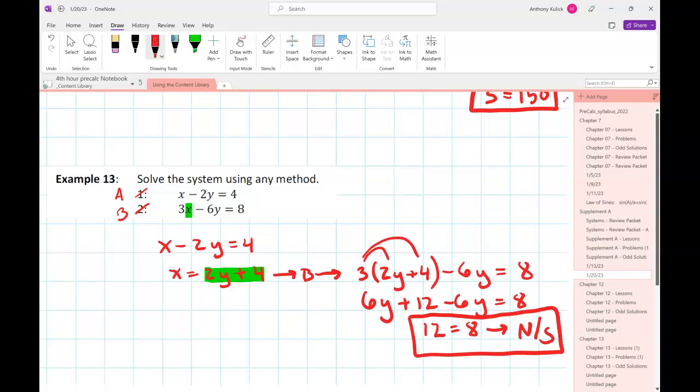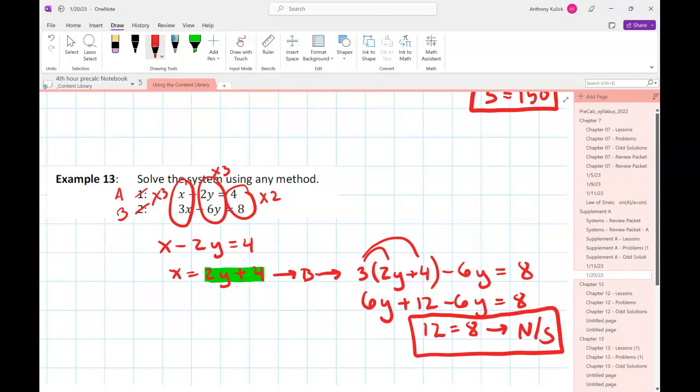It might not be 12 equals 8, but it'll be something like that. I'd also like to point out that if I looked at the x's, to go from equation A to equation B, I'd multiply by 3. If I look at the y's, to go from equation A to equation B, I'd multiply by 3. But looking at the constants, to go from equation A to equation B, I'd multiply by 2. Do you remember we talked about this last time?